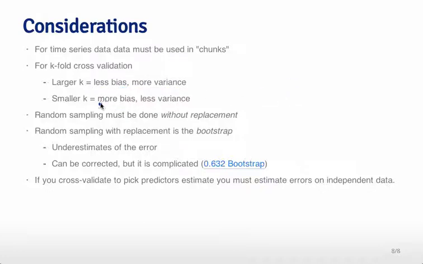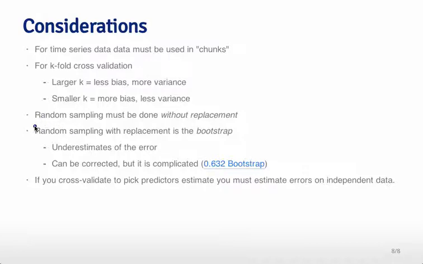For smaller k's, we won't necessarily get as good an estimate of the out-of-sample error rate, because you're using most of your data to train your model. But there'll be less variance. In other words, in the extreme case, if you have only two-fold cross-validation, there are only a very small number of subsets that can make up a two-fold cross-validation, and so you get less variance.